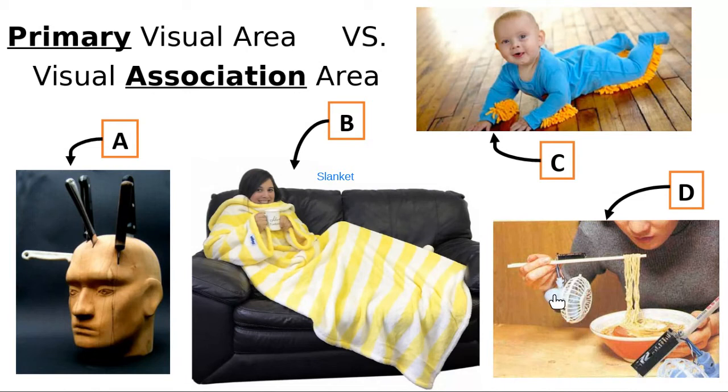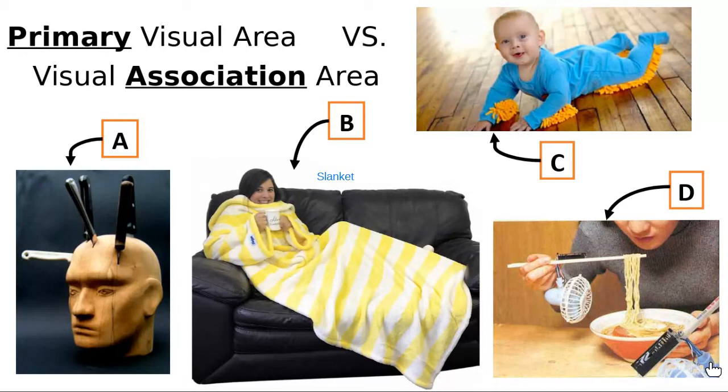Last invention down here. What would be the purpose of this invention right here? What's the job of this? Yeah, exactly. Cool off that ramen, right? Man, I grew up on ramen. I did love me some ramen. So that last thing, we used our primary visual area to see what was there, and the visual association area to figure out what we would use it for.